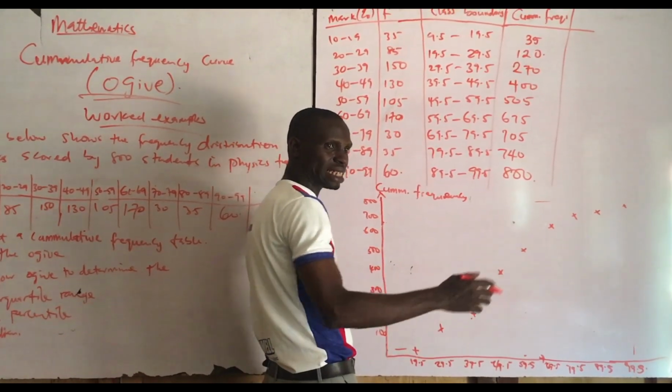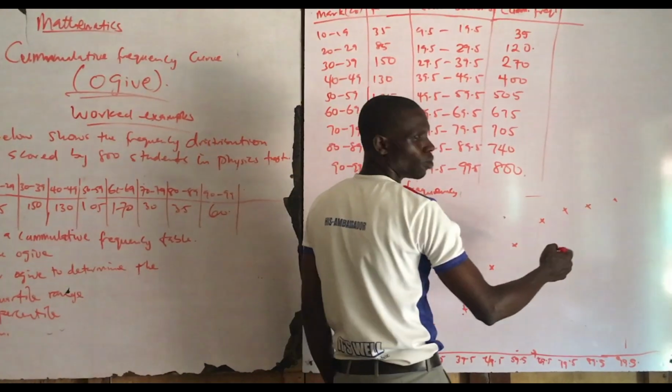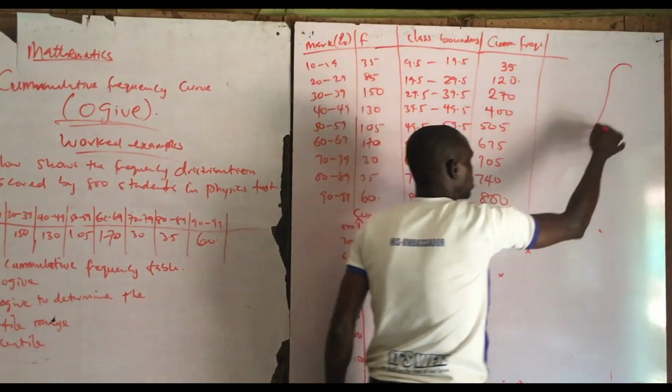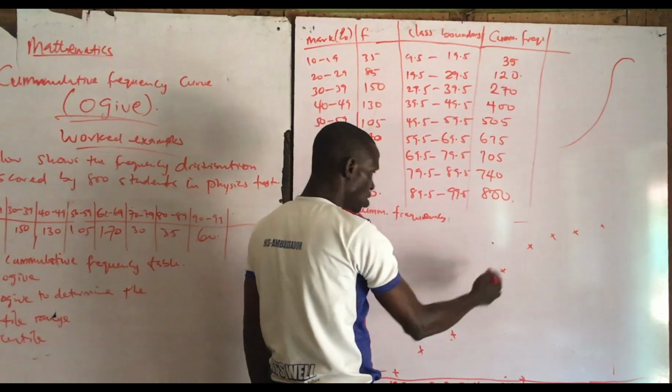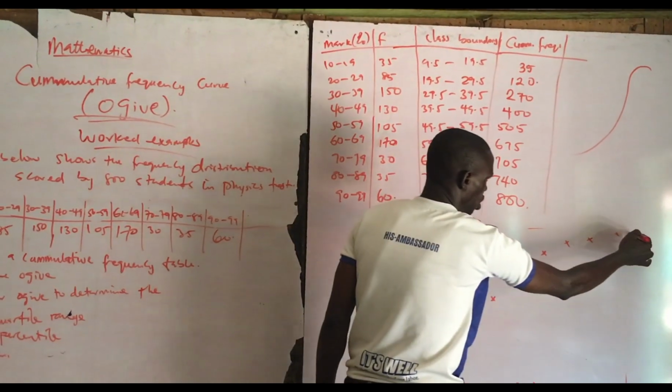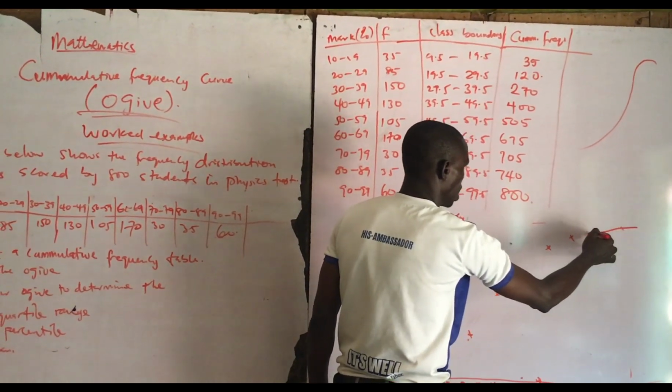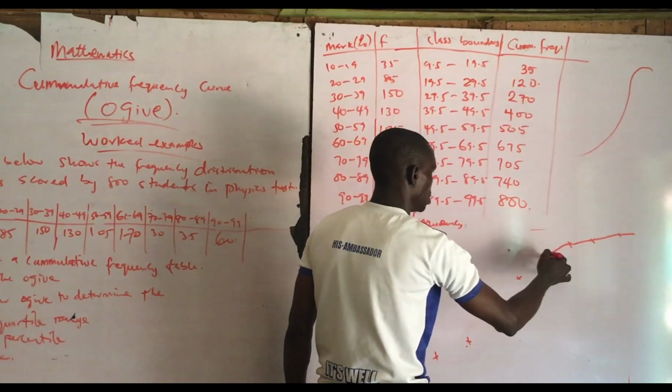After that, your curve is not always a straight line. It used to look like an S at the end. So at the end of drawing your curve, this is what you expect. You can see that it looks like this. So this is how your curve will look.